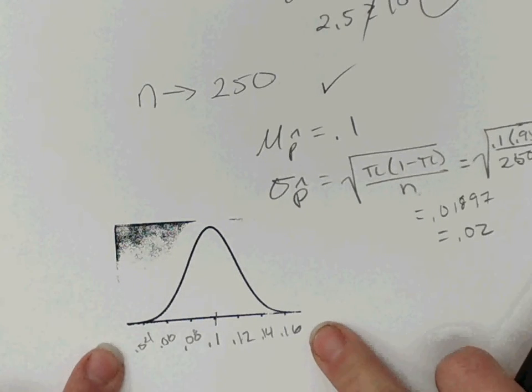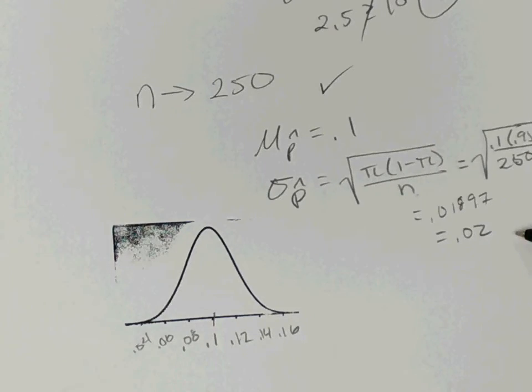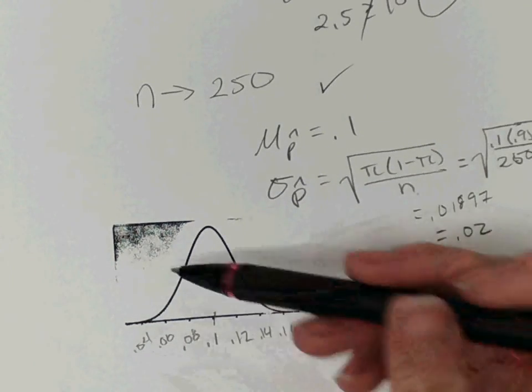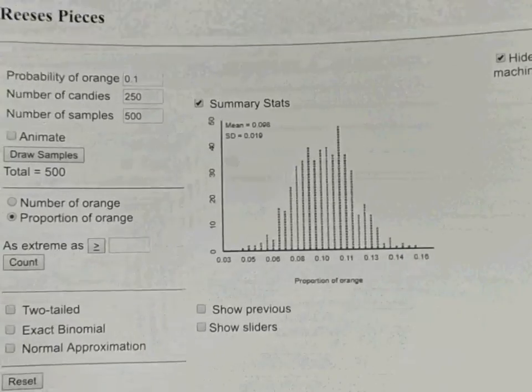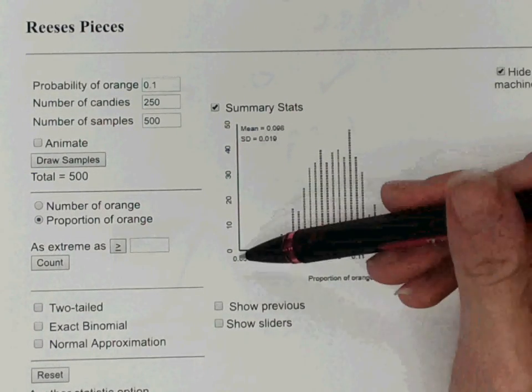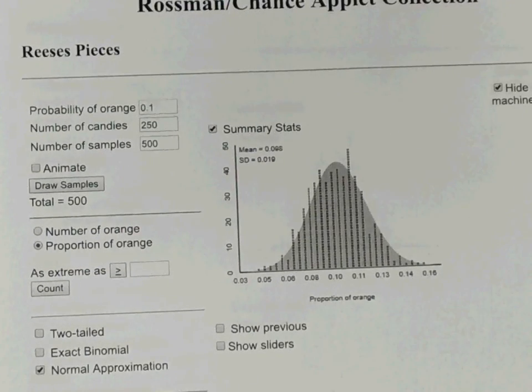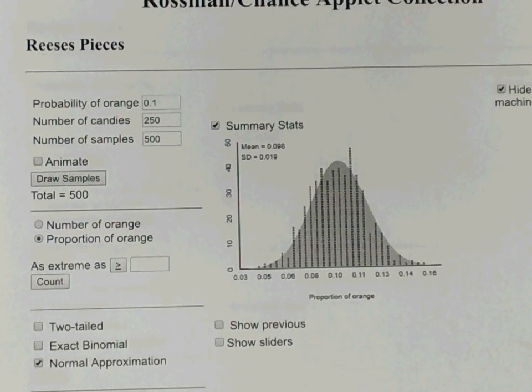Notice, do I have any negative proportions now? I don't. That's because my sample size is large enough that I end up with a small enough standard deviation that I don't end up going past 0. And if I use the simulation, notice this one is now nice and normally distributed. And if I look at that normal overlay, it looks nice and pretty. Okay? So hopefully this helps you with problem 13.